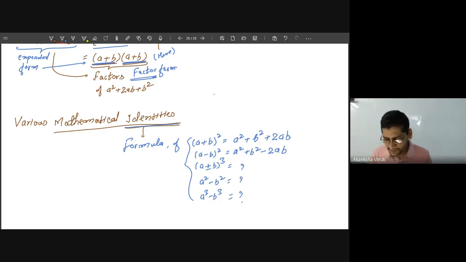So these things are the formulas. What all these formulas are, we are going to write, and at the same time we will prove them, and we will also use them for factorization. Okay, students. So let us go one by one.